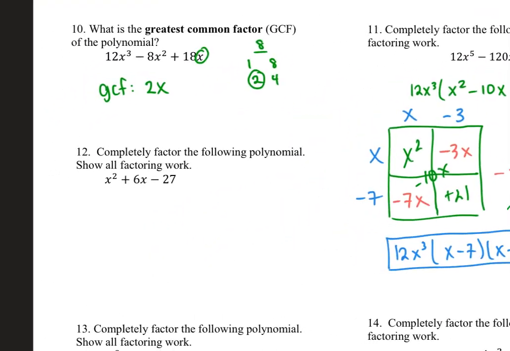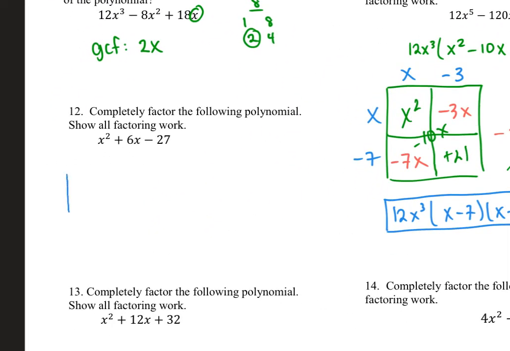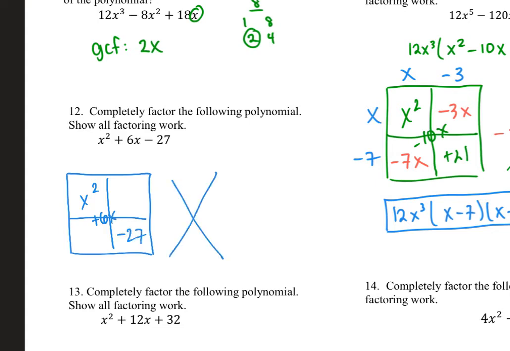All right, number 12, we're going to factor. So this is a quadratic. There is no GCF, so you go straight to the box. Okay, we're multiplying to make negative 27, adding to make positive 6. Since we're multiplying to make a negative, that means my signs have to be opposite signs. So listing out my factors of 27, 1 and 27, 3 and 9, and that's it.